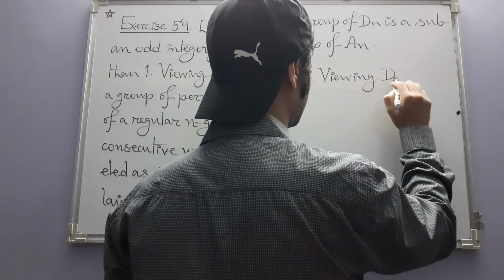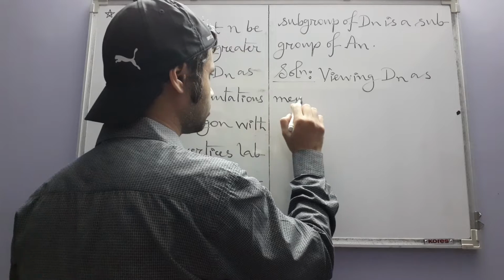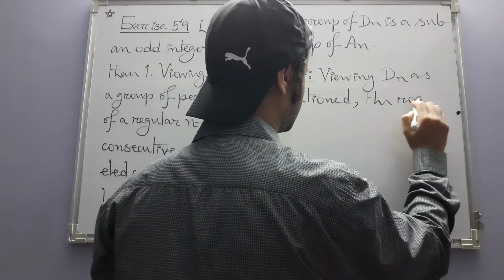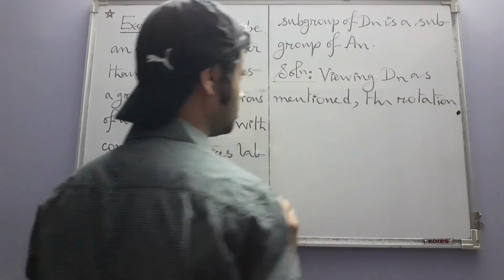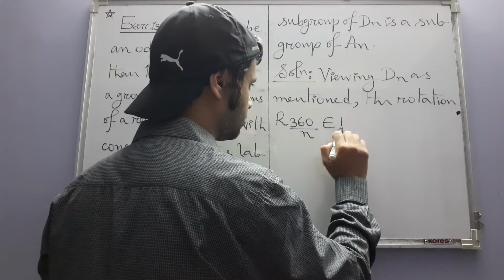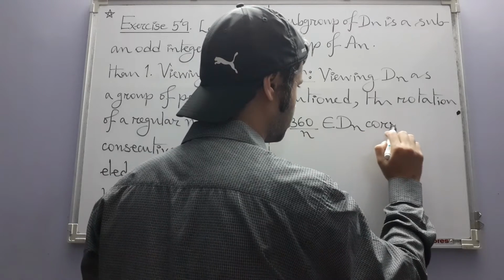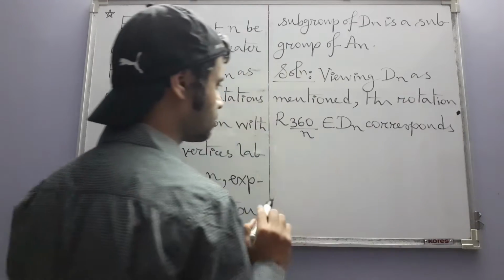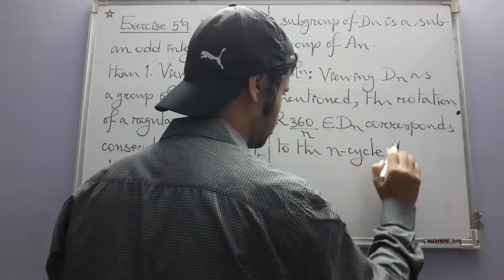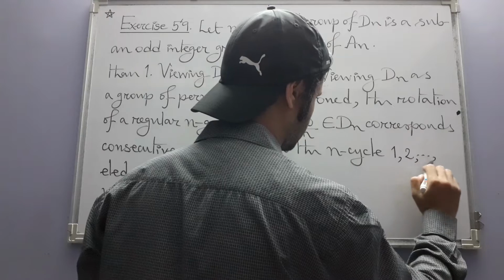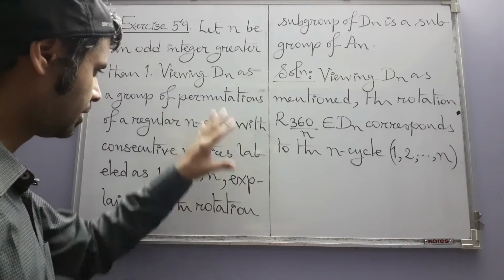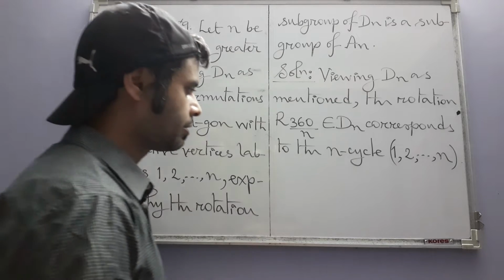Viewing Dn as mentioned, the rotation R360 divided by n in Dn corresponds to the n cycle. This specific n cycle, because consecutive vertices of our n-gon have been labeled like this. You understand what is going on here.